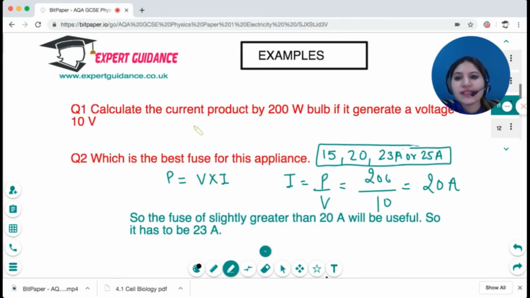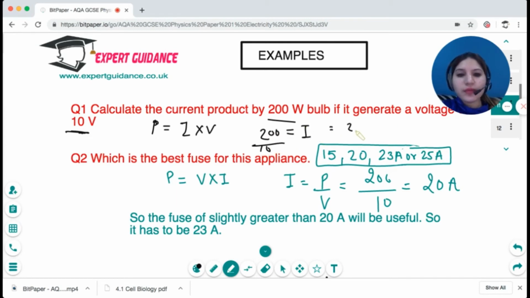Let's take an example. You have to calculate the current produced by a 200 watt bulb if it generates a voltage of 10 volts. Okay, so what is the formula of power? Power is current times voltage. So what is our power? Our power is 200 watts. Our current we have to find, so we divide power by voltage, so the current will be 20 amps.